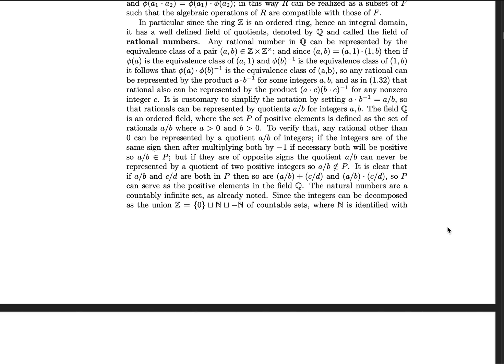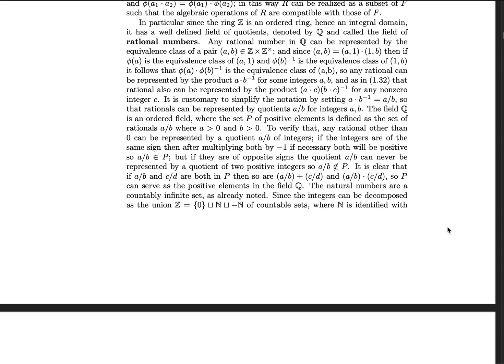Within this set Q of rational numbers, we can represent it as the equivalence class of a pair of elements (a, b) in Z cross Z*, and we'll note that (a, b) is the same as (a, 1) times (1, b), continuing our idea of using fractions in this case to represent elements in this equivalence class.